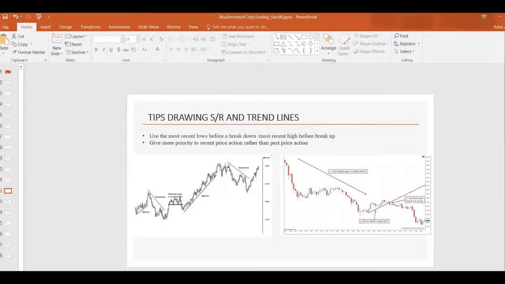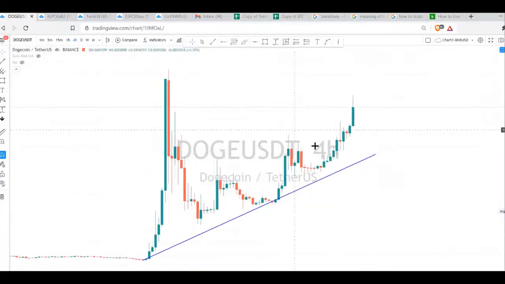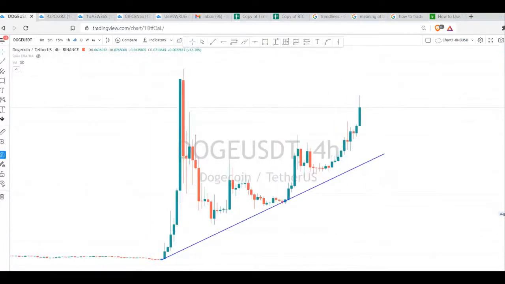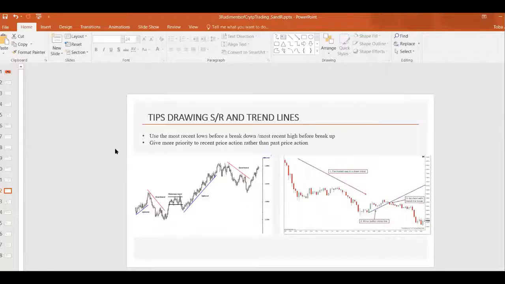So how do we really draw these lines? Let's go to a live chart and see how to really draw them. Now I'm on Doge. This is the Doge coin chart and it's a live chart, as you can see. Let me take 4 hours. I'm on 4 hours. Let me delete this. Now I want to draw support and resistance.